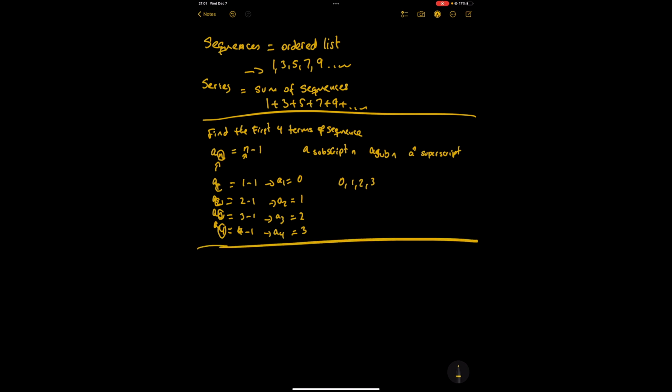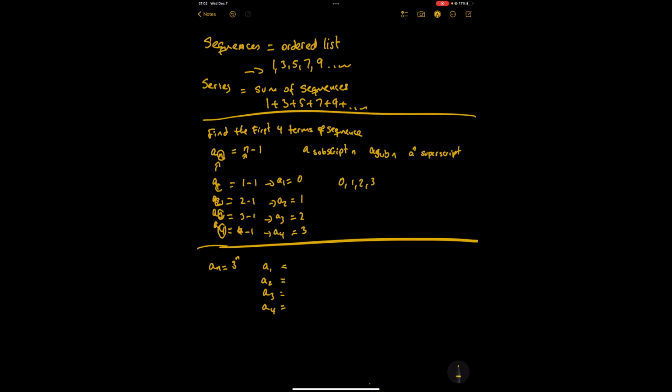Let's do another one. How about a sub n equals 3 to the power of n. Well, they want to find the first 4, so 1, 2, 3, 4. Of course, we're going to go again: a1, a2, a3, a4. Again, you're going to replace n by 1, 2, 3, and 4 as you do it.